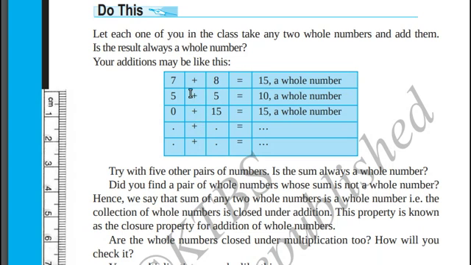When you add 2 whole numbers, you will end up with one more whole number. Here 7 is a whole number and 8 is also a whole number. When you add these two numbers, you will get 15, which is also a whole number. In the third example, we can see 0 is a whole number and 15 is also a whole number. When you add these two whole numbers, we will get again the whole number. 15 is also a whole number.